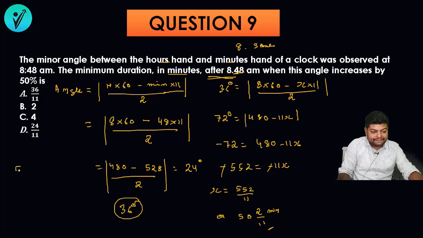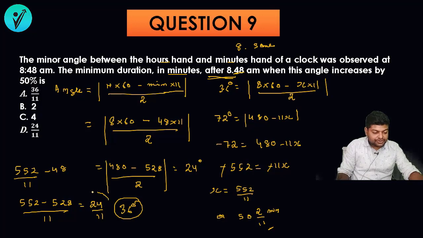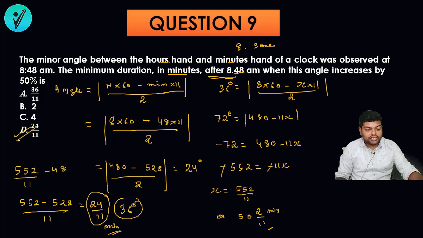So I have to subtract 552 by 11 from 48. So this will be 552 minus 528, right? कितना आया था? 48 into 11 ना? 528 by 11. So this is what it is, 24 by 11. So after 24 by 11 minutes, I'll be getting the desired change in angle. So the correct answer to the question is option D.